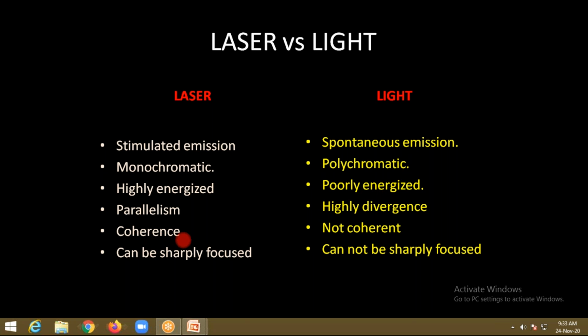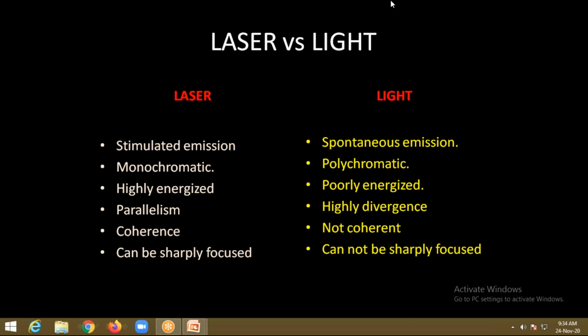Then coherence and non-coherence. Coherent means they follow a particular beam, and each wavelength, each beam of light, follows a particular pattern, and it is highly sharply focused, whereas light is not coherent and not sharply focused. So this is the basic difference. Laser is a highly precise, energized form of light of a particular wavelength only. So this is what you have to understand. What is laser? Why can't we use an ordinary light? Why do we have to use a laser?